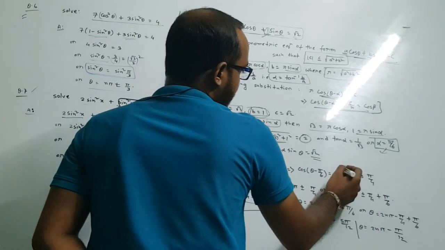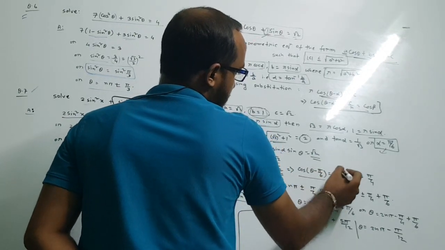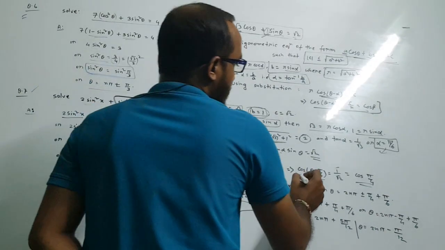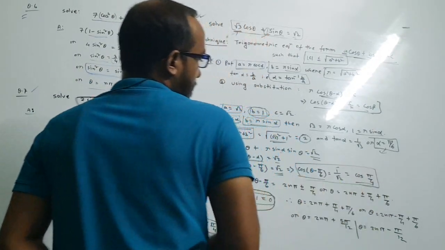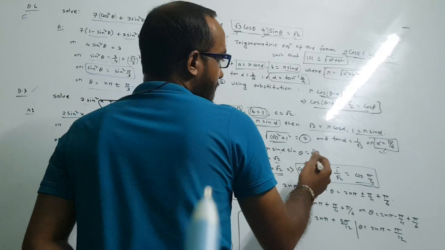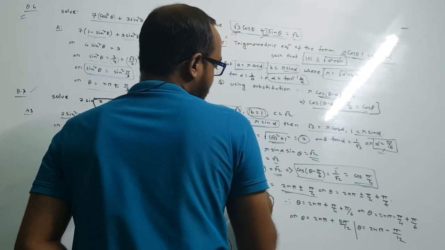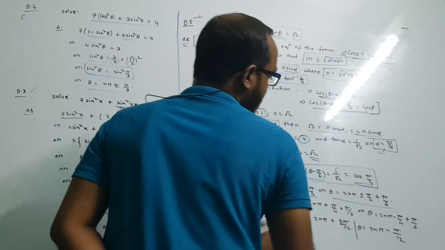Root 2 by 2 is 1 by root 2. Cos of theta minus pi by 6 is 1 by root 2. 1 by root 2 is the value of cos pi by 4. Now this is of the form cos theta equals to cos alpha. What is the solution? 2n pi plus minus alpha. Theta equals to 2n pi plus minus alpha. Take pi by 6 to the right hand side, you will get this.